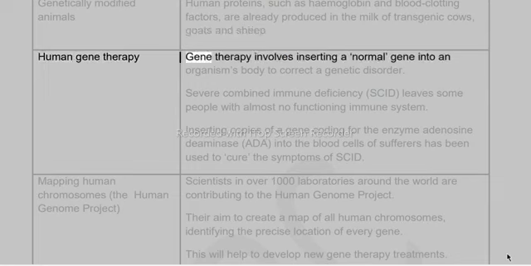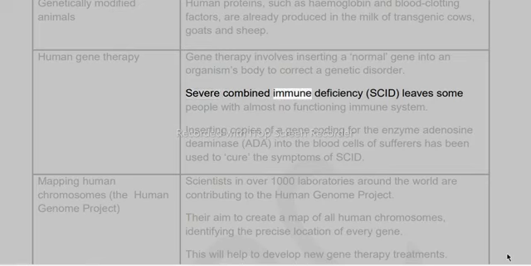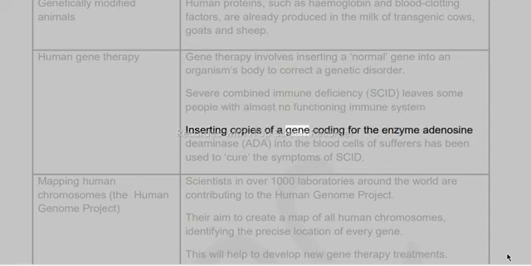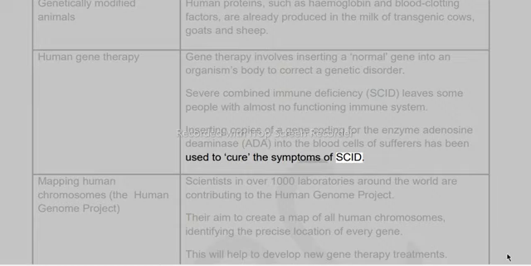Human gene therapy involves inserting a normal gene into an organism's body to correct a genetic disorder. Severe combined immune deficiency, SCID, leaves some people with almost no functioning immune system. Inserting copies of a gene coding for the enzyme adenosine deaminase, ADA, into the blood cells of sufferers has been used to cure the symptoms of SCID.